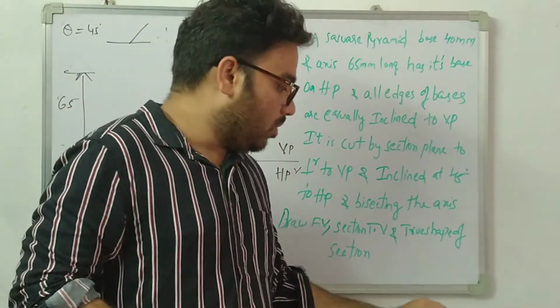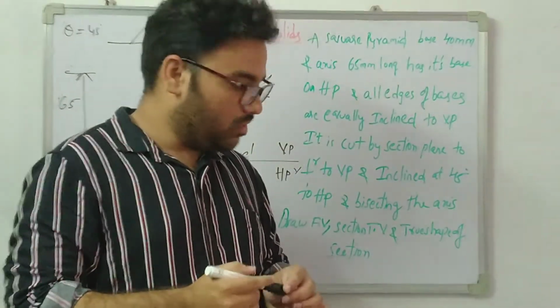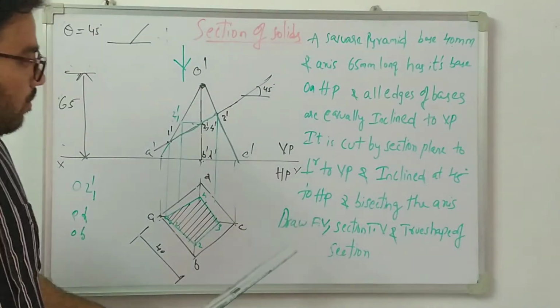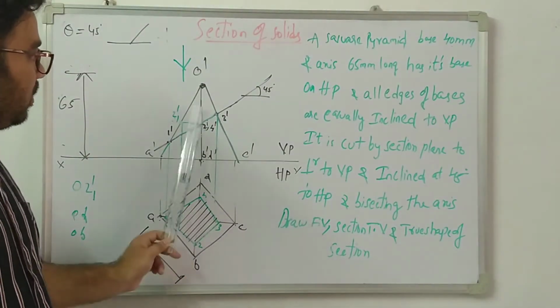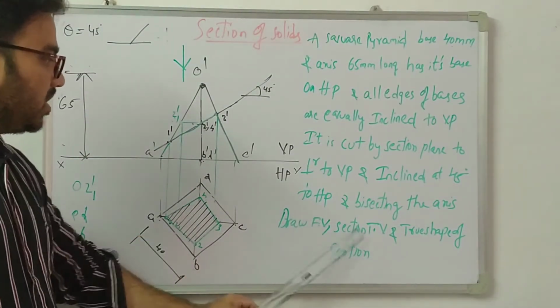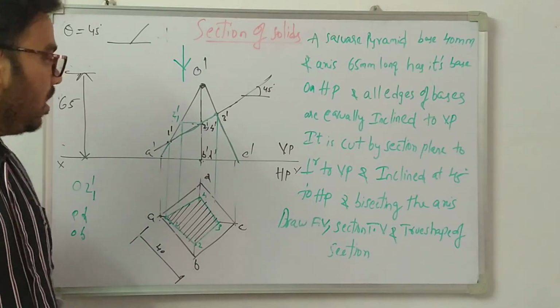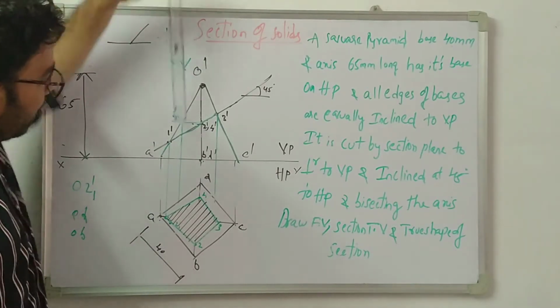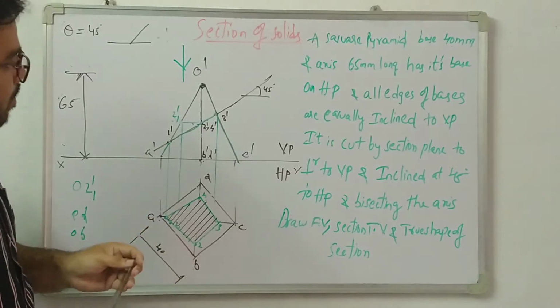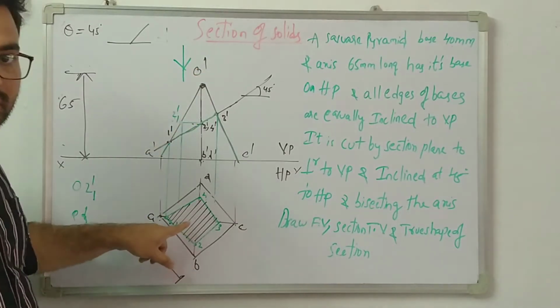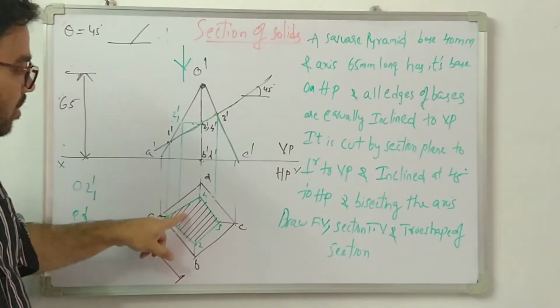Now see, this problem is not completed yet. See why? We drew the front view, and we drew the sectional top view. I am watching from the top side. I watched this diagram, but this is not the true shape. Why is it not the true shape?